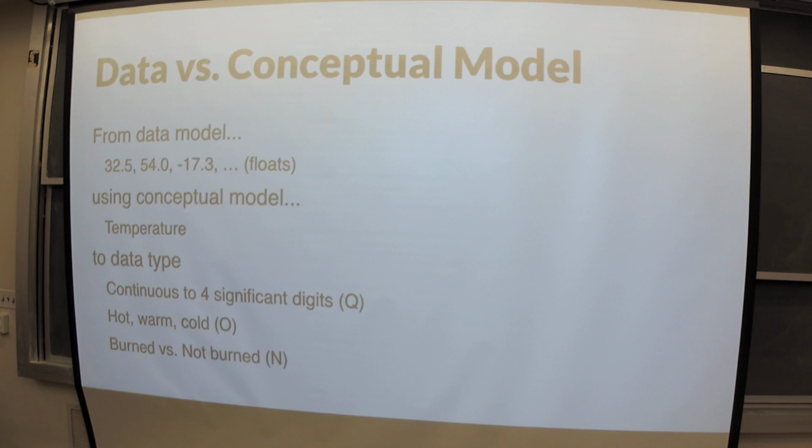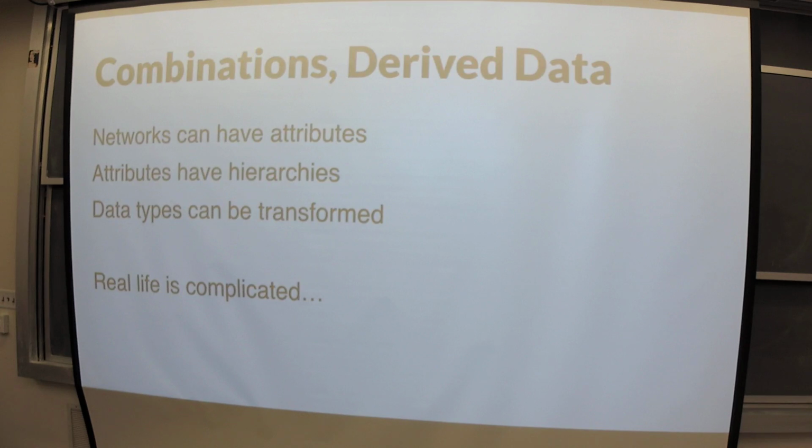And then I can use this to convert, for example, from a data model where I have floats to a conceptual model of temperature to a specific data type where I have continuous to 4 significant digits in quantitative, or I bin it into hot, warm, or cold as ordinal, or I have even a nominal applied to whatever, toast or my cake, it would be burned versus not burned. So we can always start from a lower level, and by using a conceptual model on top of this, derive other data types from it.